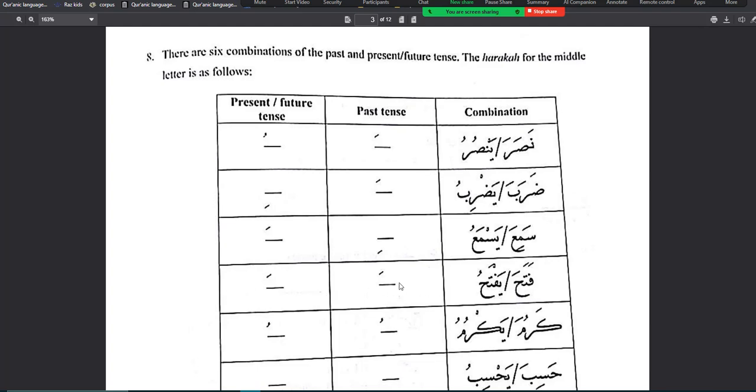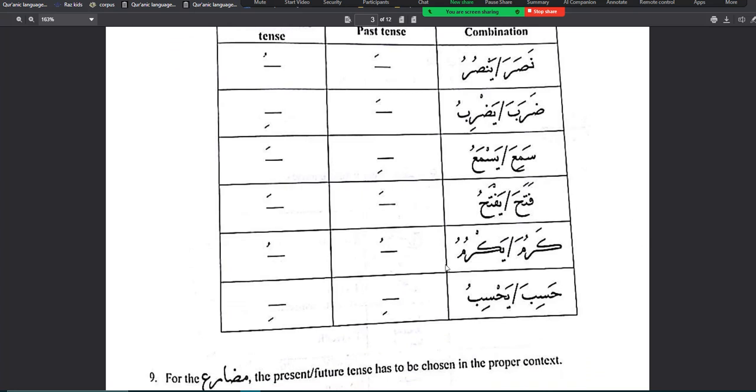Fataha yaftahu: fatha fatha. Karuma yakrumu: dhamma dhamma. And hasiba yahsibu: kasra kasra. This is also easy, so it is easy for you to remember. They both have fatha, or dhamma, or kasra. Fataha yaftahu, karuma yakrumu, hasiba yahsibu.